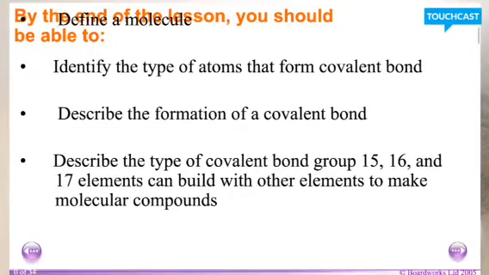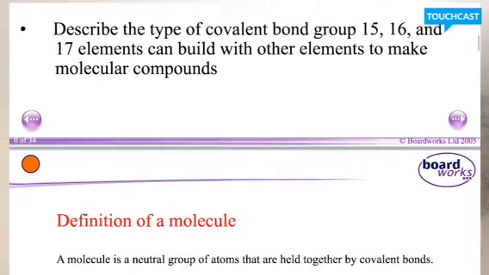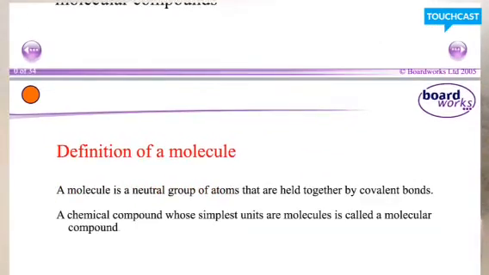First things first, we need to have a look at the definition of a molecule. What we studied in term 2 is that when two atoms join together chemically, they are called a compound or a diatomic element. When non-metal atoms join together, they are joined by covalent bonding. This covalent bond does not involve the movement of electrons. Actually, electrons are shared.